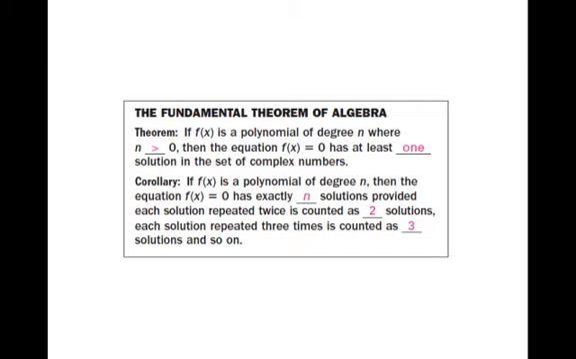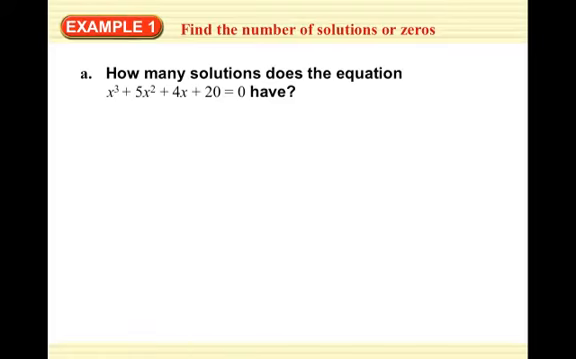If f of x is a polynomial of degree n, then the equation f of x equals 0 has exactly n solutions, provided each solution repeated twice is counted as 2 solutions, each solution repeated 3 times is counted as 3 solutions, and so on.